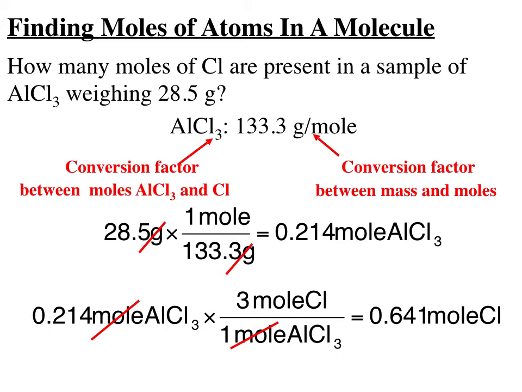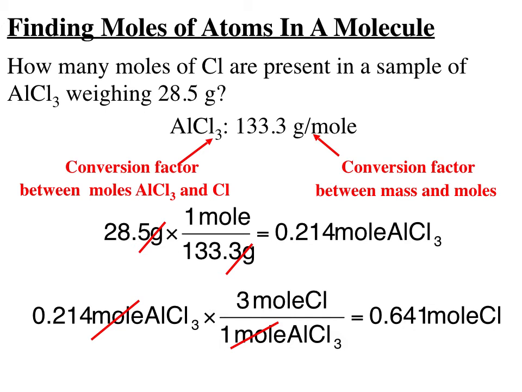So first thing I do is find the molar mass of aluminum chloride. I weigh out 3 Cls plus an Al, add that together, it's 133.3 grams per mole for AlCl3. So what I then do is use that conversion factor to change the mass of AlCl3 into moles of AlCl3.